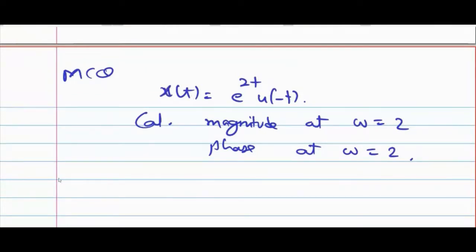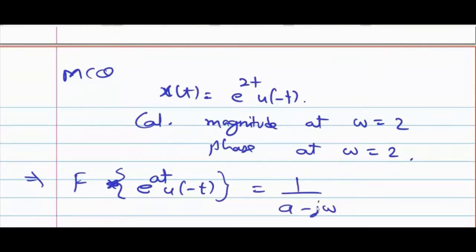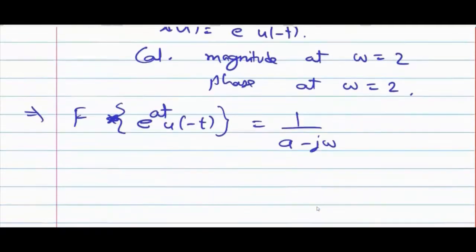Before that, I will give you the Fourier transform. E raised to at u of minus t has a Fourier transform because it is a stable signal, opposite sign. Here plus sign, here minus sign. That means it is a stable signal. For a stable signal, we can have the Fourier transform. Its Fourier transform is 1 upon a minus j omega. So e raised to 2t u of minus t will have Fourier transform 1 upon 2 minus j omega.